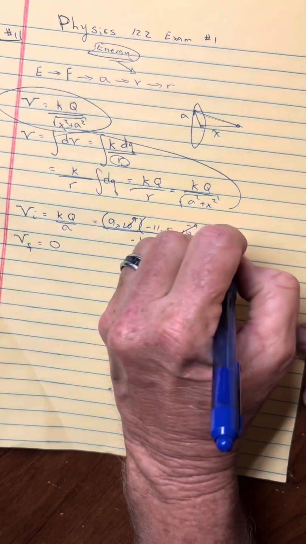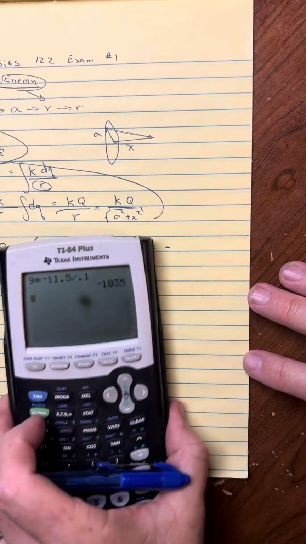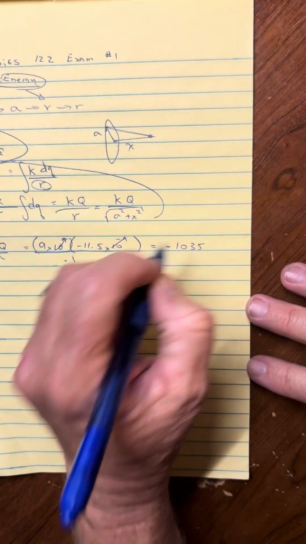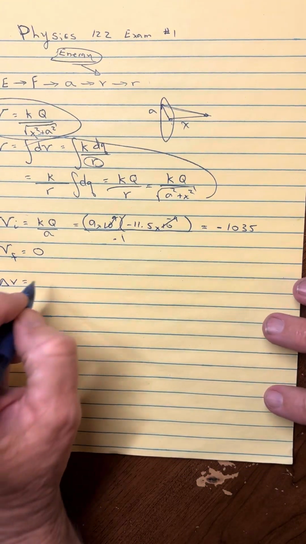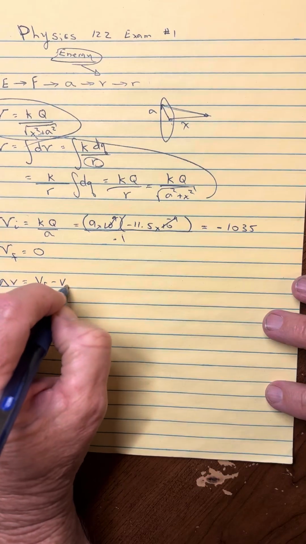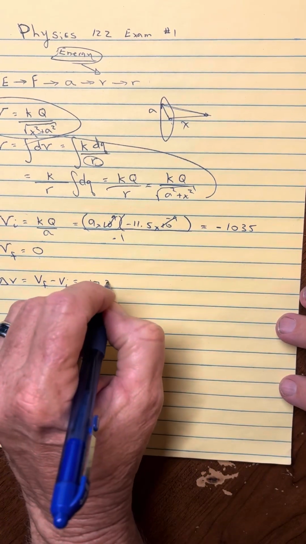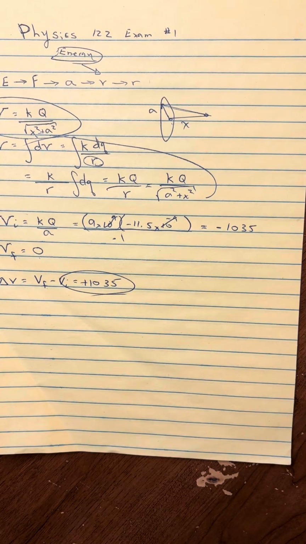And we're looking at a negative 1,035 volts. So the change in potential, which is final minus initial, would be 0 minus a negative, and that gives us an increase of 1,035 volts.